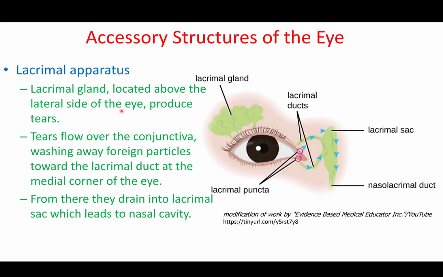Then another accessory structure of the eye is something called the lacrimal apparatus. This is technically the one responsible for producing tears. The tears are important because they will keep the eye wet and wash any debris that attaches to the conjunctiva. So we are constantly producing them, and therefore we are constantly cleaning our eyes. The structures of the lacrimal apparatus include the lacrimal gland. Those are exocrine glands that produce the tears. Tears will go up over the conjunctiva and wash the eye.